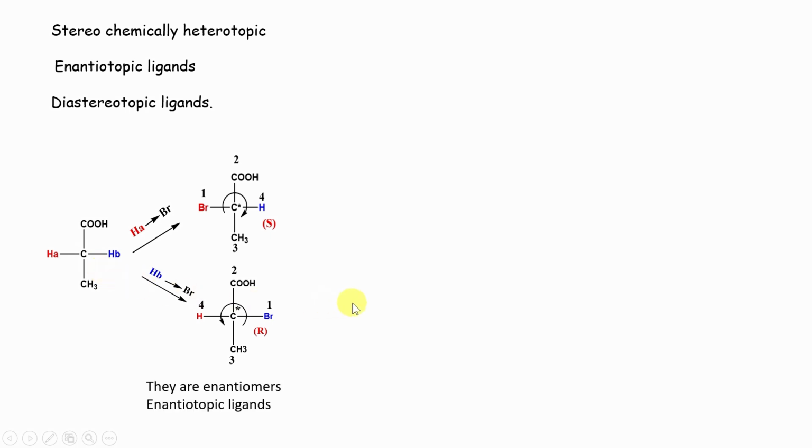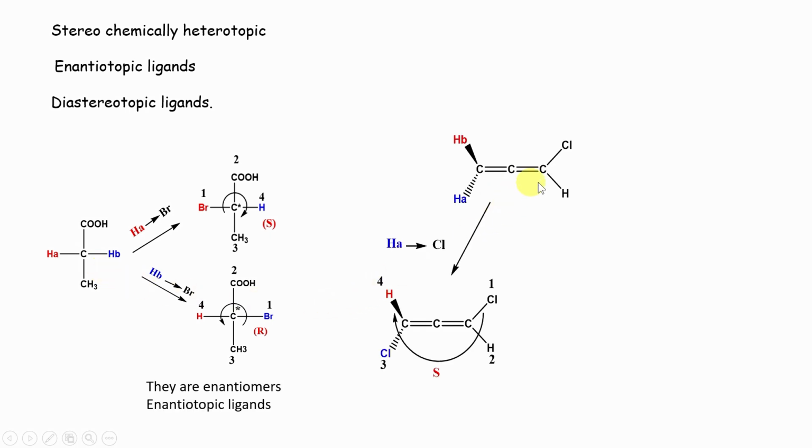See another example. It is chloroallene. When this blue hydrogen is replaced by chlorine, we will get this dichloroallene. Then if we replace HB by chlorine, we will get this dichloroallene. These dichloroallenes are enantiomers of each other. Therefore, HA and HB are enantiotopic ligands.